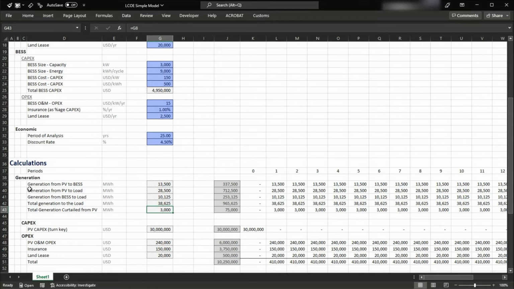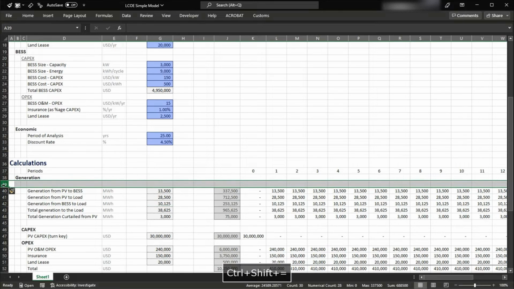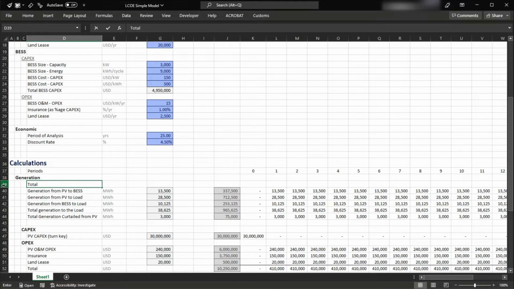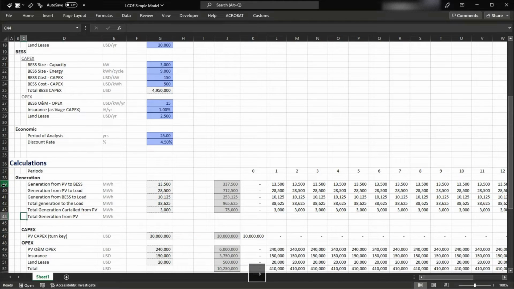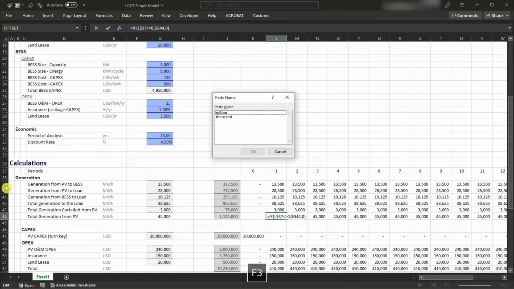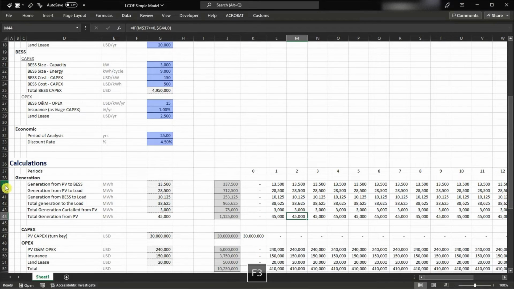Oh, I'm just missing one here. Let me just add here total generation from PV, right? So how much is that? That's the 45,000. So basically what you can do here, actually I'm not gonna put it in here, I'm gonna just bring this down here, because that's going to be basically this plus this plus this, right? And it already basically copied everything across here. Okay, so that's correct.